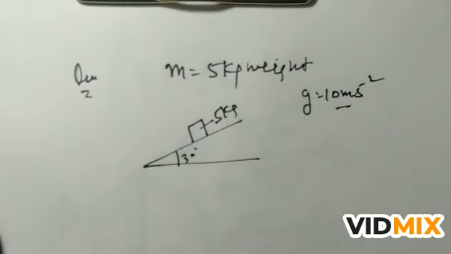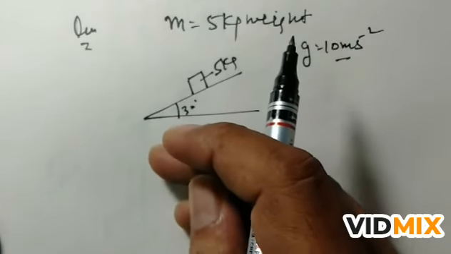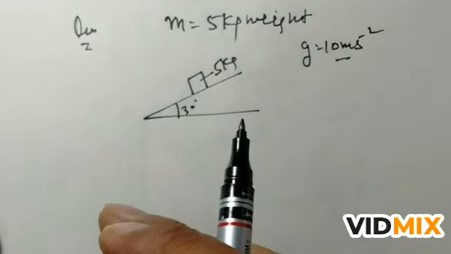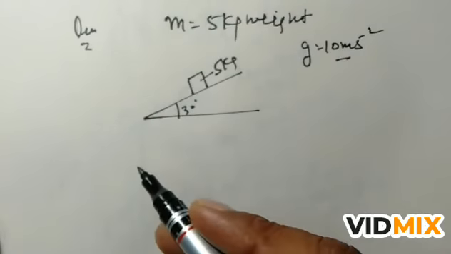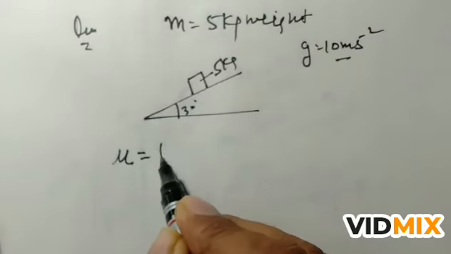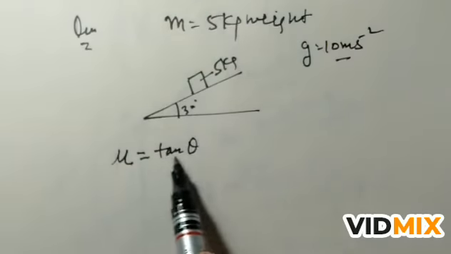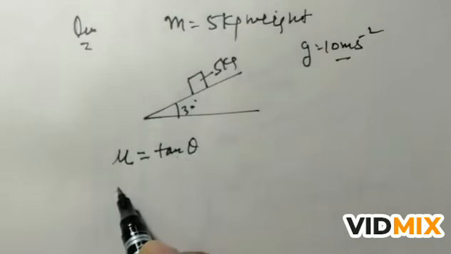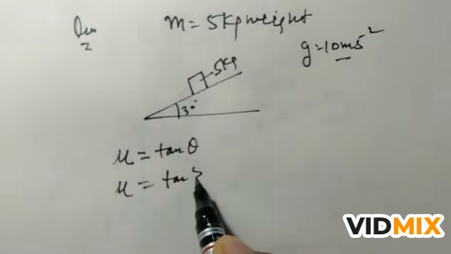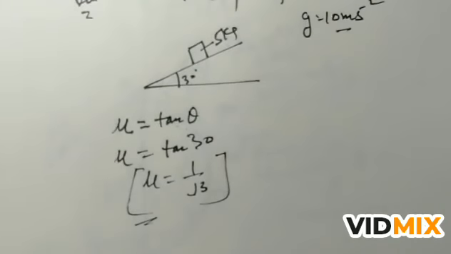So you have to find the coefficient of friction, and we know very well, as we have seen a little while before, that we have proved the angle of repose, and mu is equal to tan theta. So mu, the coefficient of friction, is equal to tan theta, because the angle of friction and angle of repose are the same thing. Theta is here 30 degrees. So mu is equal to tan 30, so mu is equal to 1 by root 3. This is the coefficient of friction.